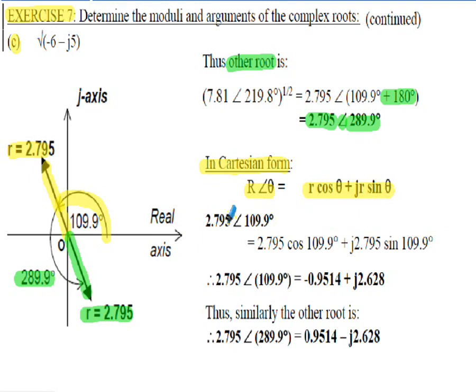Taking the first square root, 2.795 argument 109.9 degrees, that's going to be written as 2.795 cos of 109.9 degrees plus j 2.795 sine of 109.9 degrees. Evaluating that, we get a Cartesian complex number of negative 0.9514 plus j 2.628, and we can adopt a similar approach to find the other root. That will give us a Cartesian complex number with a change of sign in this case.